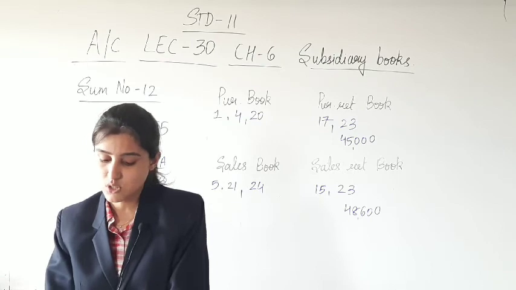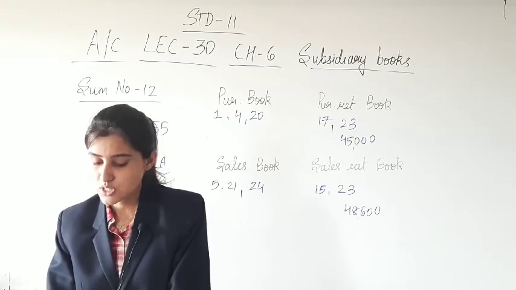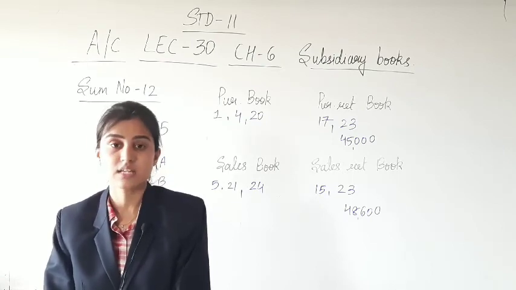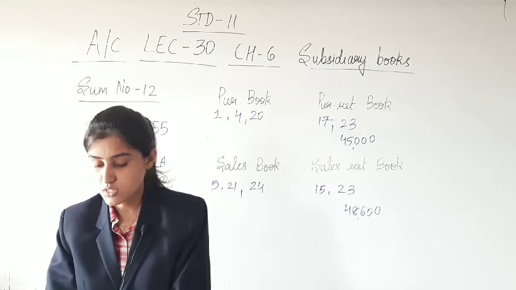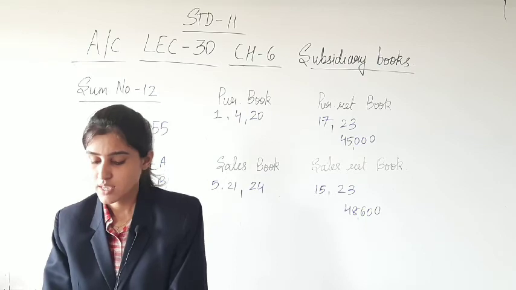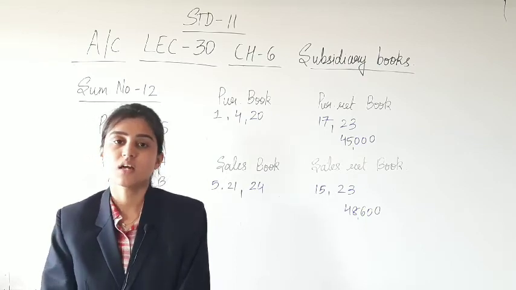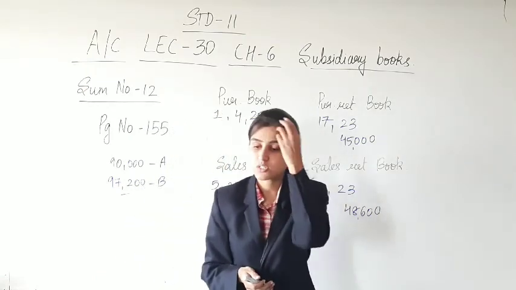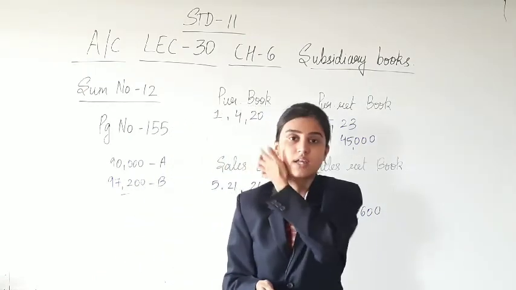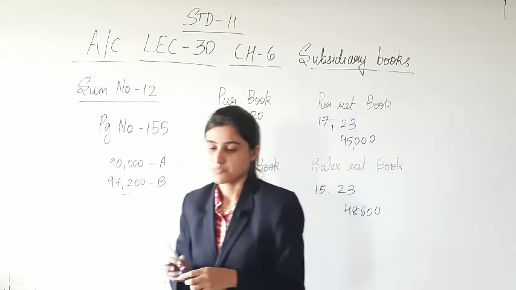Then on 26th of November, cash purchase rupees 16,000 and cash sales rupees 20,000. Cash transactions of course are recorded in cash book. So you will be writing down a note for this on 26th of November that cash purchase and cash sales will be recorded in cash book.